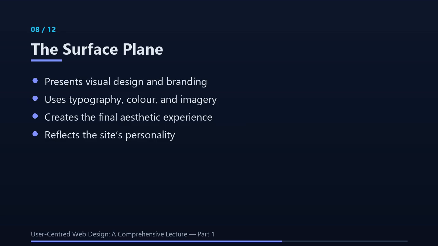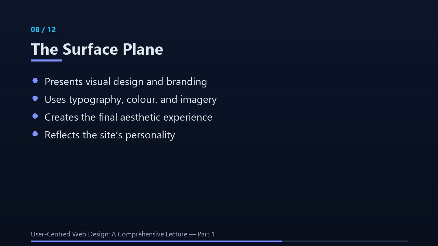At the top of the model sits the surface plane, the layer that users actually see and interact with. This is where the visual language, color palettes, typography, imagery, and iconography come together to convey the site's identity and tone. A well-designed surface not only looks appealing but also reinforces usability by guiding attention to important elements and providing visual cues.